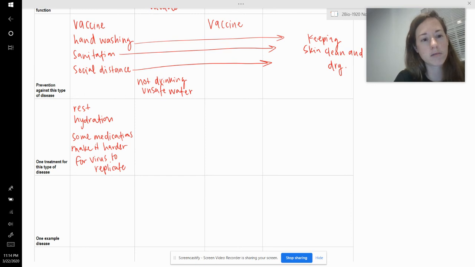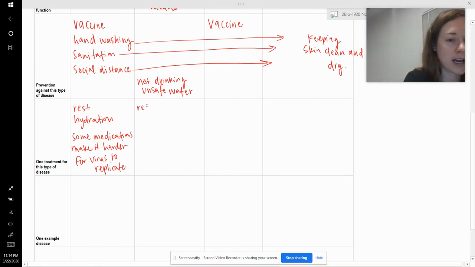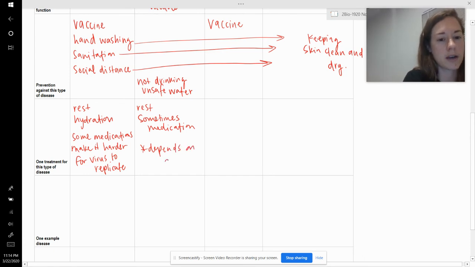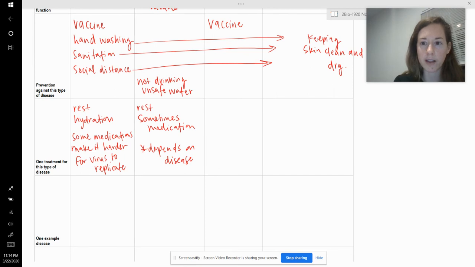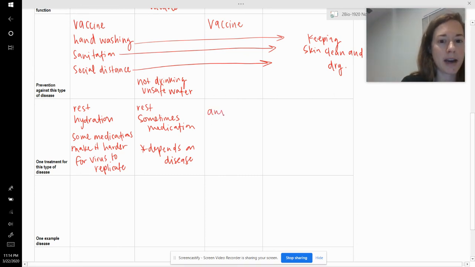For protists, the treatment is rest, sometimes medication, but it really depends on the protist. We'll say depends on disease, because protists are very diverse. We talked about that last week, and it's really going to depend on what that protist is on how you treat it. You're going to treat malaria really differently than you would treat African sleeping sickness or Giardia. For bacteria, the biggest treatment is antibiotics.